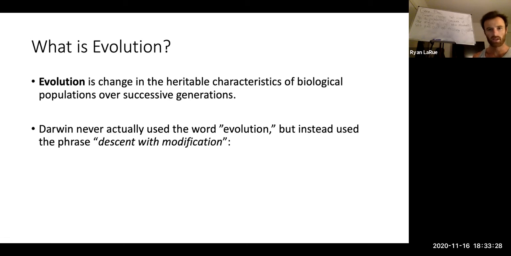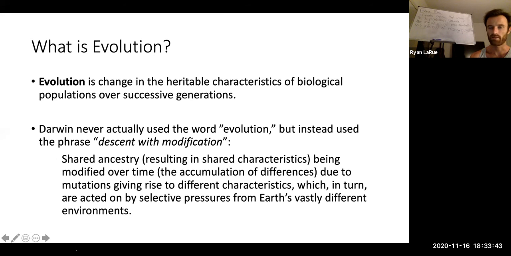So we've been saying change over time, right? This change in the heritable characteristics over time. And that's what Darwin means, but he was a little more specific. And I kind of typed out this definition. So essentially, he described evolution. He actually never used the word evolution, interestingly enough. It's the last word in his book, evolved, kind of his conclusion.